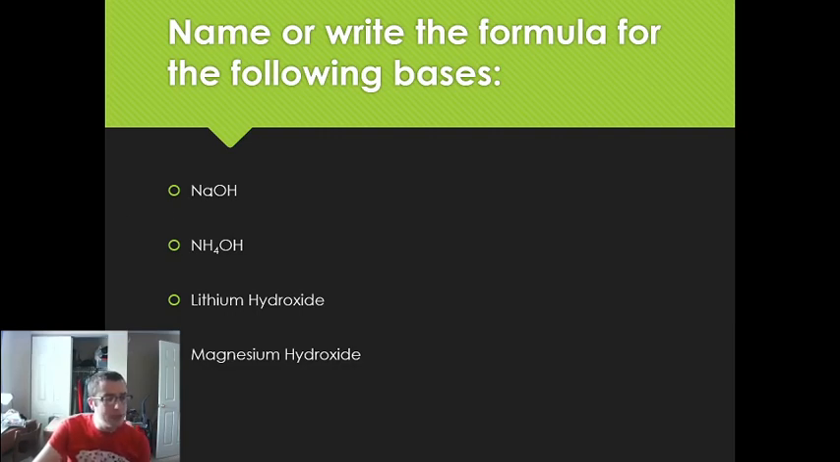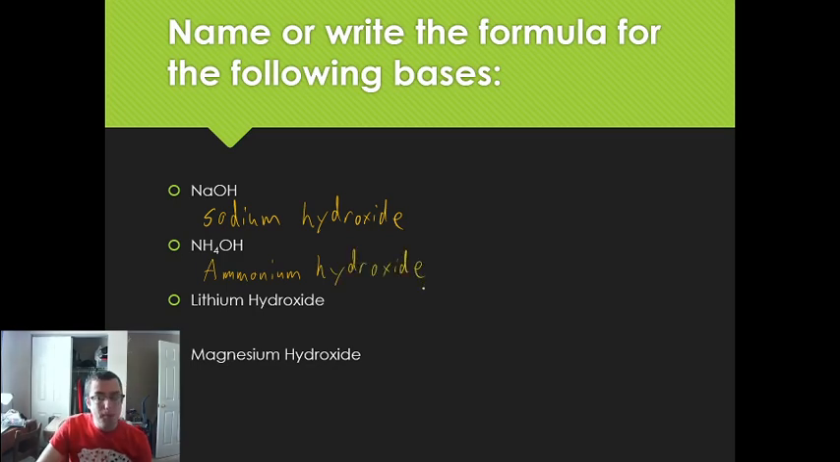Okay, so for the first one, NaOH. The first part is sodium. The second part is OH, the polyatomic ion hydroxide. So we get sodium hydroxide. Easy peasy, lemon squeezy. Then this one, NH4OH. NH4 is the polyatomic ion ammonium. So we have ammonium, and then OH, again, is hydroxide. And that is all there is to it. Again, these are much easier than acids are.